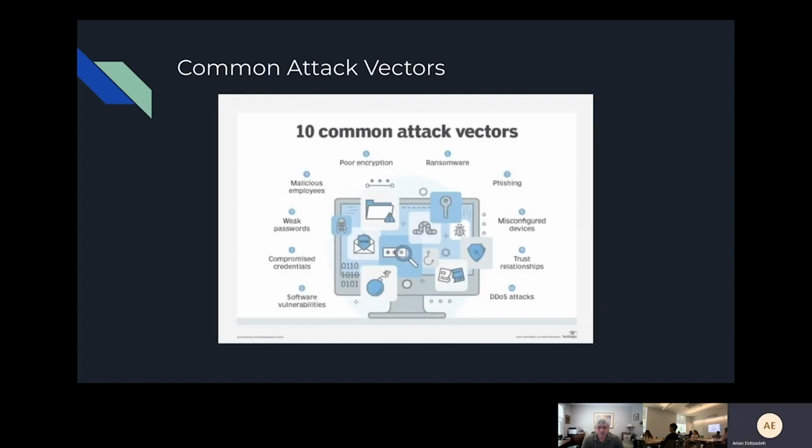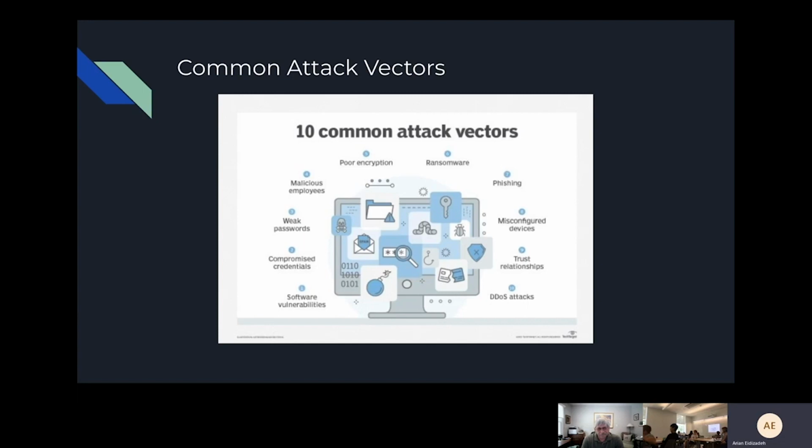So let's go over some common attack vectors. You guys might know of some. Ransomware has gotten very big recently, but these are 10 common attack vectors that we see throughout testing. Software vulnerabilities, compromised credentials, weak passwords. In a lot of places, funny enough, they make their passwords such as like summer 2021 or like winter 2020, based on the season or whatever month it is.